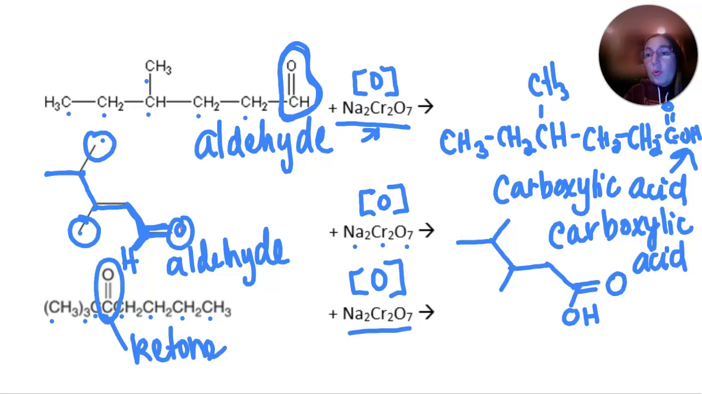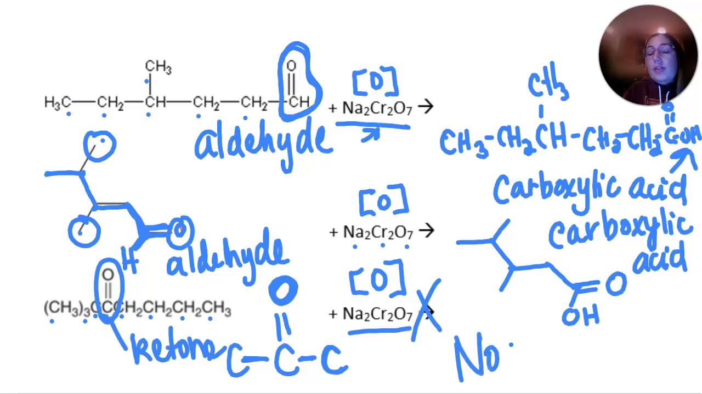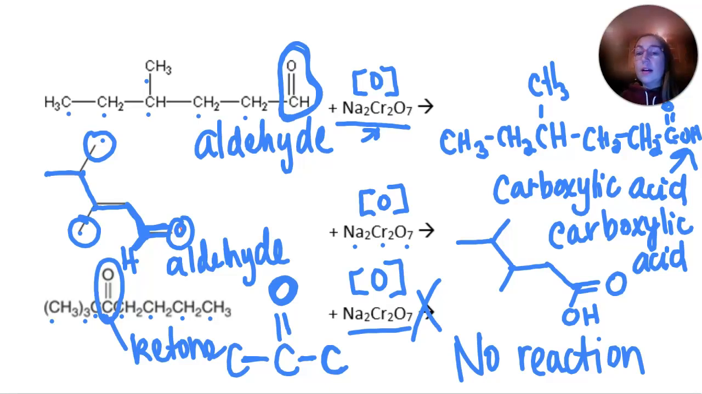Now, to do that, we'll have to have more bonds to oxygen, but that central carbon already has a double bond to oxygen and 2 bonds to carbon on either side of it. So it doesn't have any C to H bonds to change over to C to O bonds and get oxidized. So we can't do this. This one's a no reaction, right? Because ketones are not going to be oxidized by our sodium dichromate oxidizing agent. So aldehydes get oxidized by sodium dichromate, ketones do not.